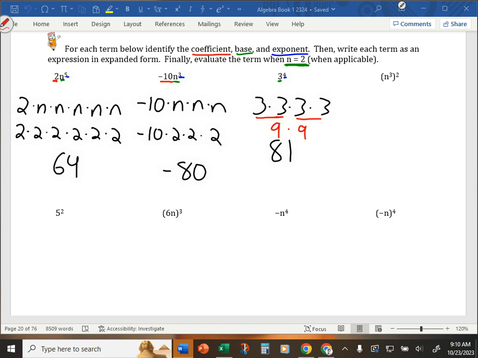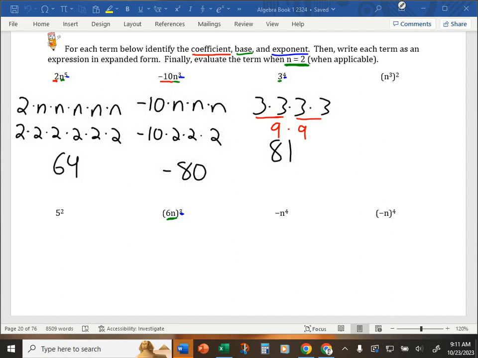All right, let's talk about one of the parentheses ones. Aiden, which one would you like? Perfect. Now this one's a little bit trickier. The exponent is pretty obvious. The exponent in 6n, all of that cubed, is what? 3. Now, what is the base of that 3? The 6n. The 6n is the base of that 3.